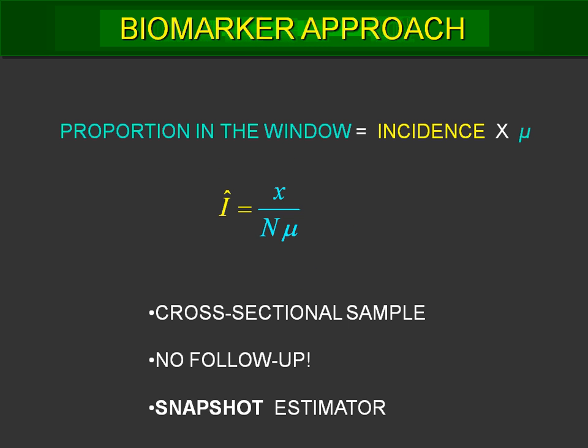So how do you use this biomarker approach? Well, you do a snapshot cross-sectional sample. You look to see how many are in the window period using these laboratory assays. The proportion in the window is the incidence times mean duration. You solve for the term in yellow using the terms in blue. So it's the number in the window over the number who are negative or in the window, divided by the mean duration of the window period. It's a cross-sectional sample approach. No follow-up is needed. That's the big message. No follow-up is needed. You don't need to longitudinally follow people. So it's called a snapshot estimator.